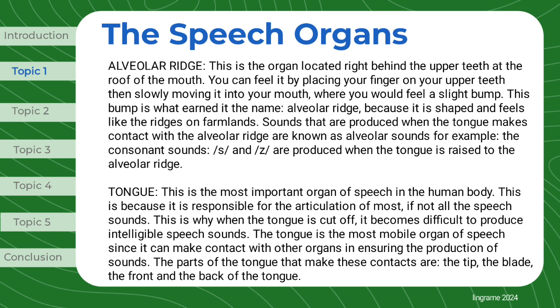Tongue. This is the most important organ of speech in the human body. This is because it is responsible for the articulation of most, if not all, the speech sounds. This is why when the tongue is cut off, it becomes difficult to produce intelligible speech sounds. The tongue is the most mobile organ of speech since it can make contact with other organs in ensuring the production of sounds. The parts of the tongue that make these contacts are the tip, the blade, the front and the back of the tongue.